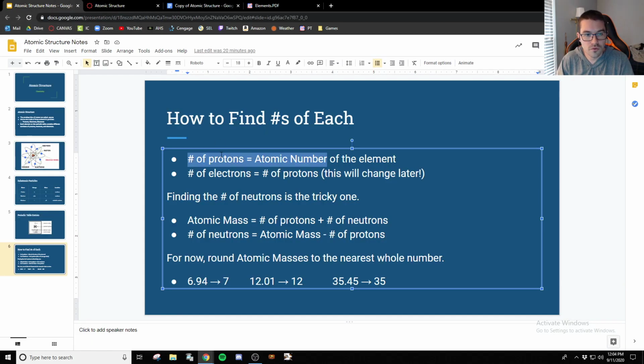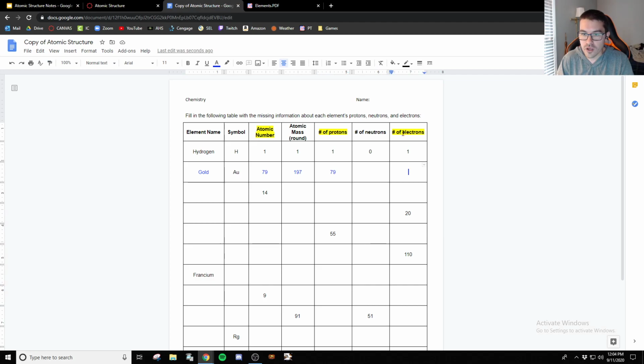The next rule was the number of electrons, and that's equal to the number of protons, which is also equal to the atomic number. Remember, the protons and electrons are the same, right? So over here, electrons would also be 79. Guys, that's why I've highlighted these three columns for you, to help you remember that rule. The atomic number, number of protons, and number of electrons should always be the same. At least for today.